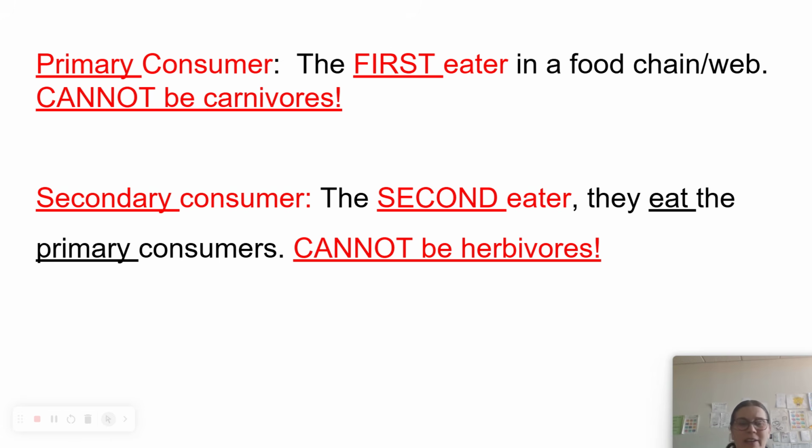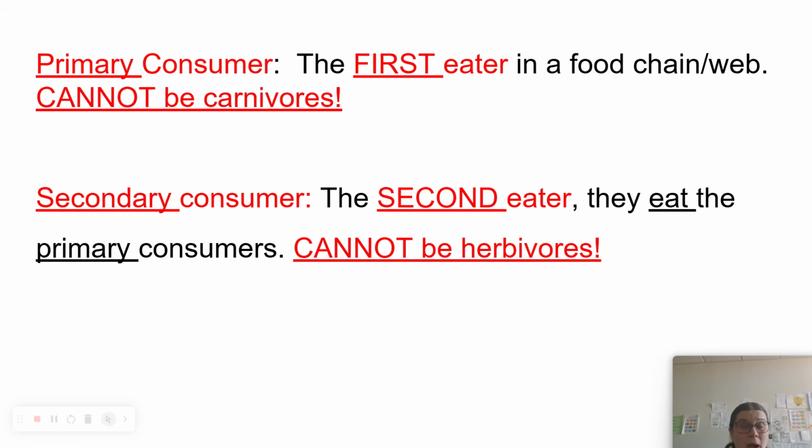So secondary is the easiest one in my opinion because it says second. So it's the second eater. It's not the second thing necessarily in a food chain or food web, right? Because the second thing is actually this. Because first you have a producer, then you have a primary. That's why you must have the word consumer. The secondary consumer is the second eater, and they eat primary consumers.